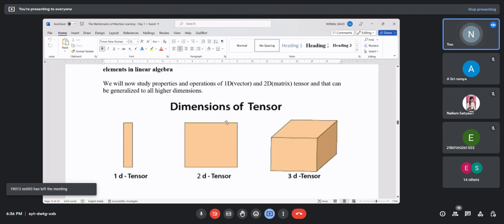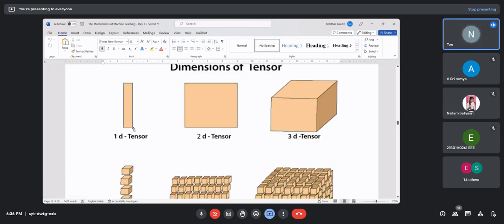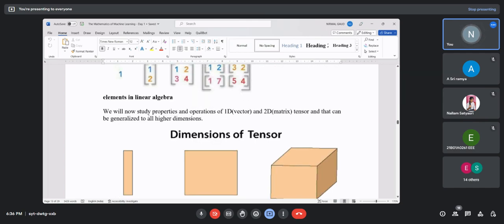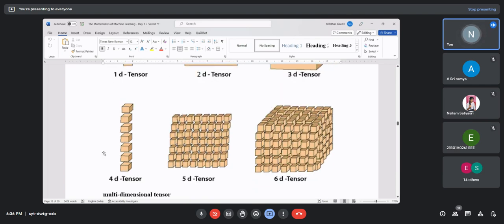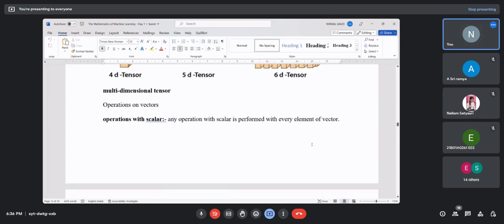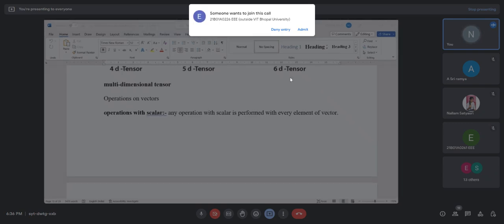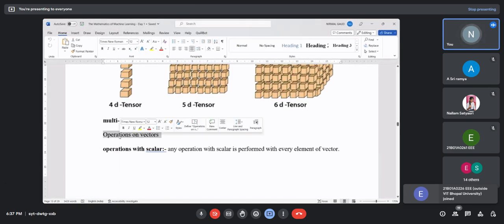All right, so here are the dimensions. 0D is your scalar quantity. A 1D tensor is just your vector. Then 2D is like a matrix. Then a 3D tensor, we can call it a 3D matrix, and so on: 4D, 5D, 6D, and so on. Fine. Now, what are the various operations which we can perform on vectors?